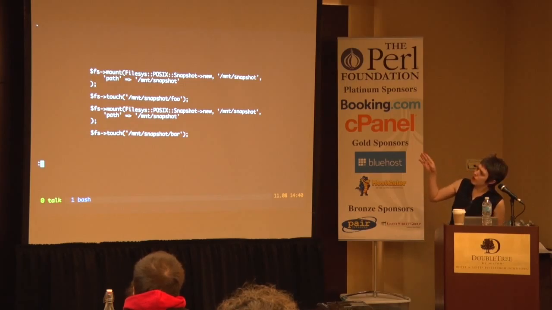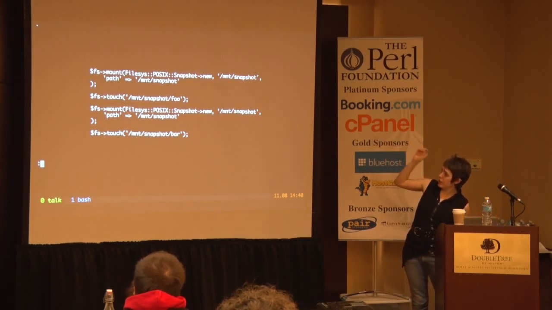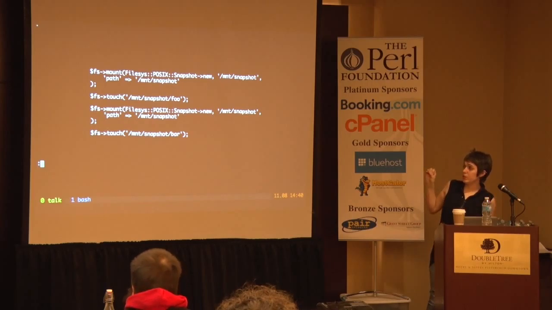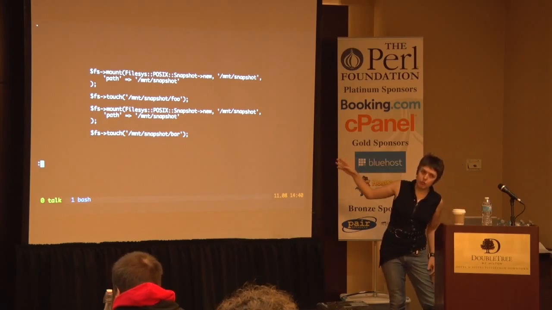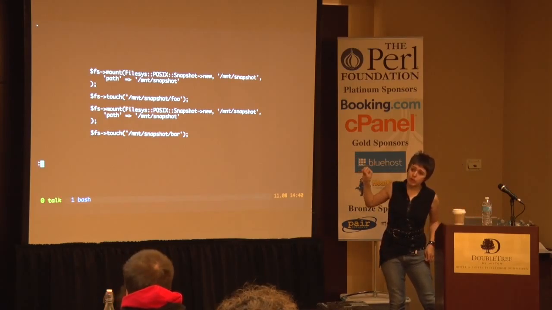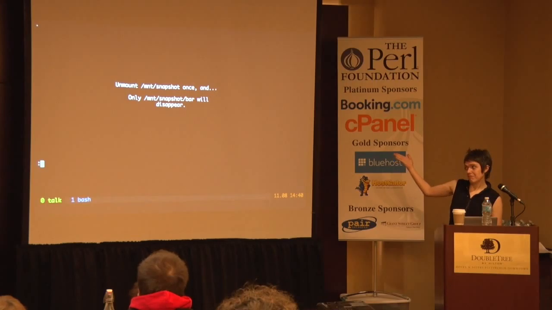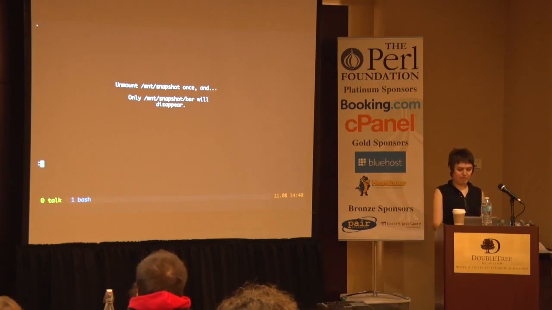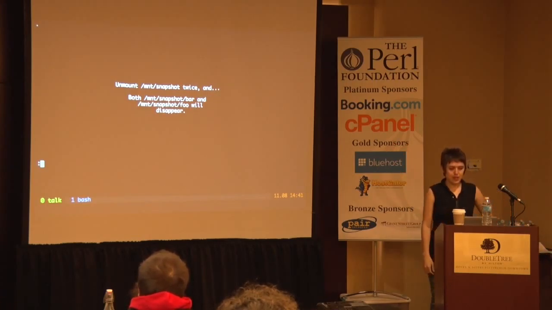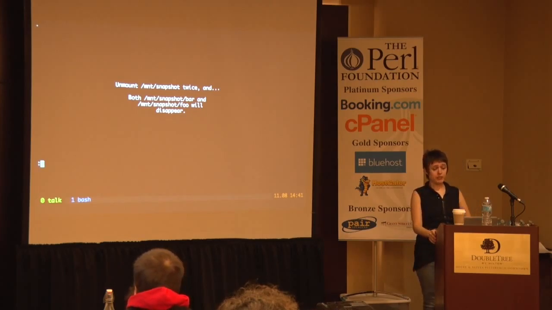Whenever I touch that initial foo file, that's only present in the uppermost layer of the snapshotted file system. Whenever I touch bar, if I were to unmount snapshot one time, bar would no longer be present, but foo would be there. Kind of weird, but kind of cool. Speaks for itself. If I unmount snapshot twice, both foo and bar disappear.